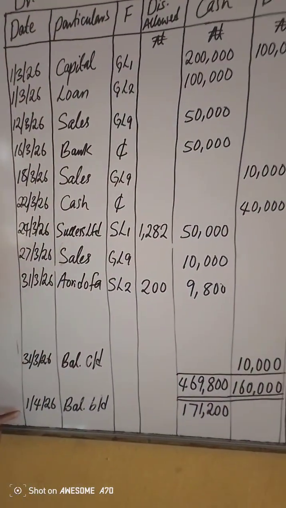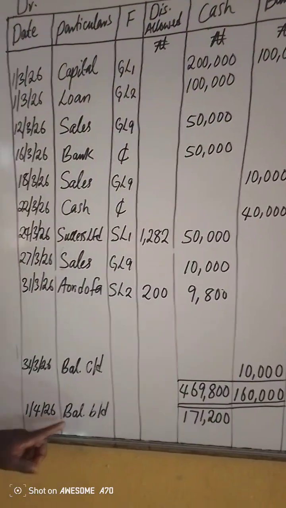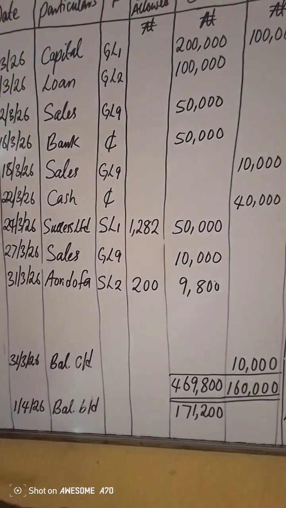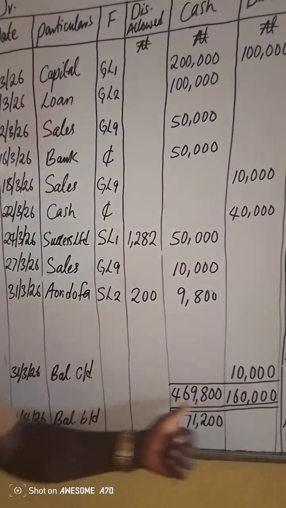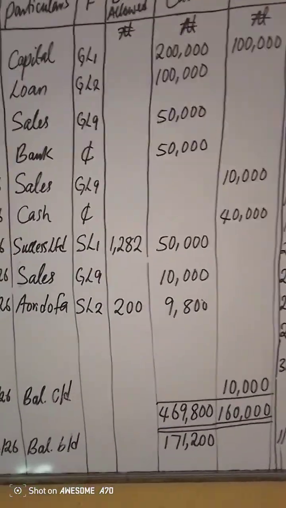Therefore, the brought down will be on the 1st of April 2026, that is the next month. Then the balance brought down will be 171,200 on the debit side after the account has been officially balanced and closed. Let's quickly look at the bank balancing.